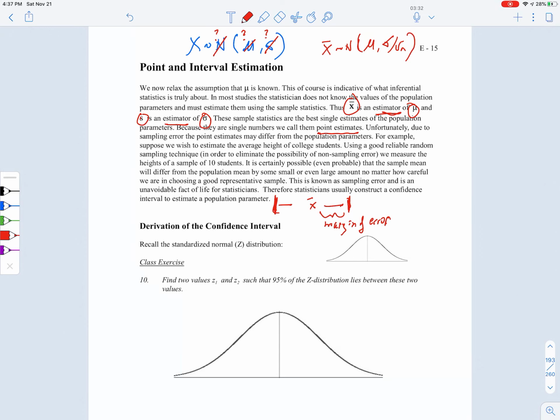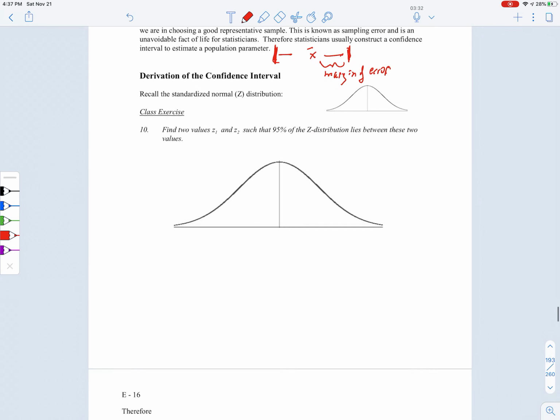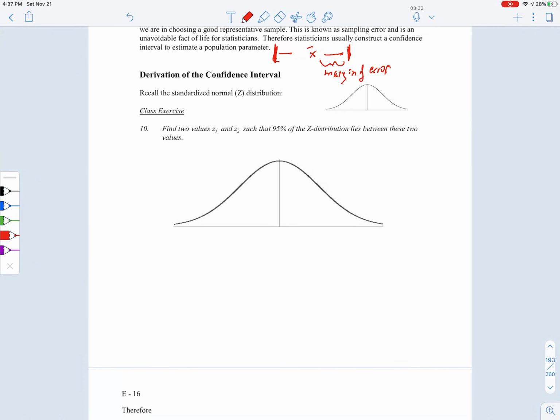All right, let's talk about how we get to that point there and how we do the calculations. So I'm going to start with something that you're going to say, I don't know why we're doing this, but I'll show you where it fits in quite well here. Find two values, let's call them Z1 and Z2, such that 95% of the Z distribution lies between these two values. So let's put Z1 here, and we'll put Z2 here, so that 95% of the distribution lies between them. This is a symmetric thing, and so it's the middle 95%.